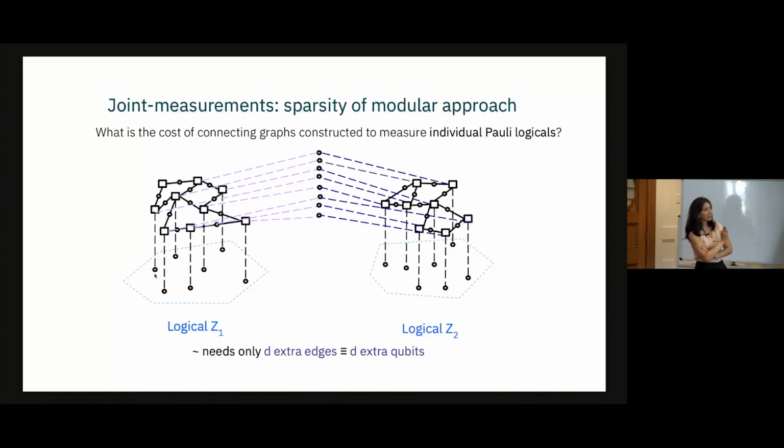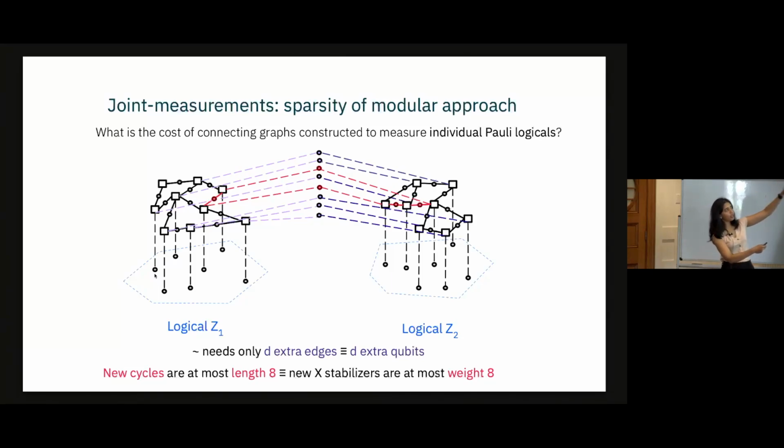That's the point of this slide, to say it's not very expensive to connect the graphs. You don't need a lot of connections. Any cycle you create would involve at most 3 edges on one side, 3 edges on the other, and then 2 edges just to hop between the 2 graphs. So overall, that's a cycle of length 8. So the biggest stabilizer you create in this transformation is weight 8, which, as far as constants go in theory papers, is not too bad.